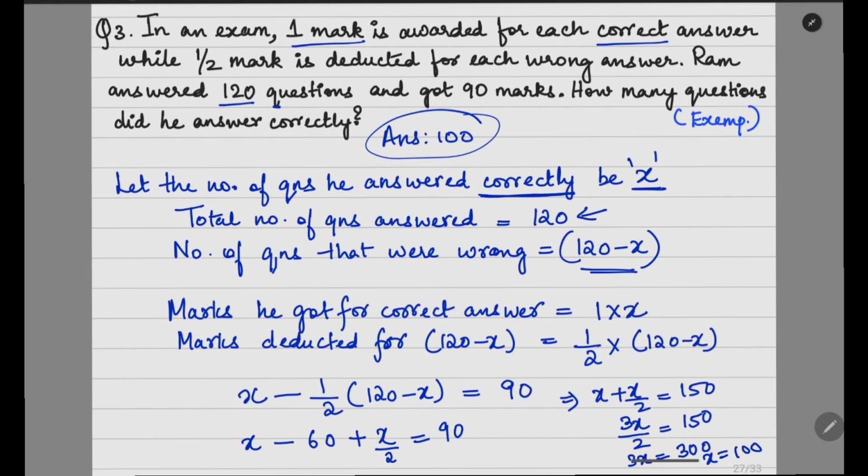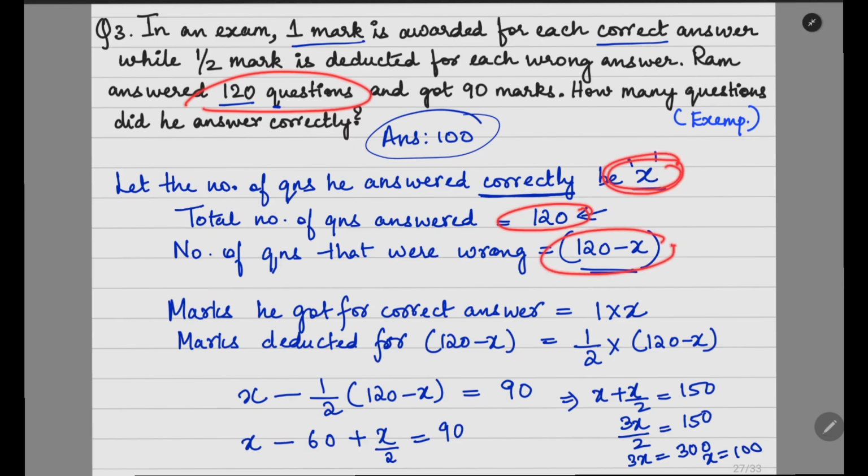Hope you understood this part. You have to be very, very careful in this part. Okay. So total number of questions answered correctly is X. Number of questions answered correctly out of the total questions he answered. So total is 120, X is correct, 120 minus X is wrong.